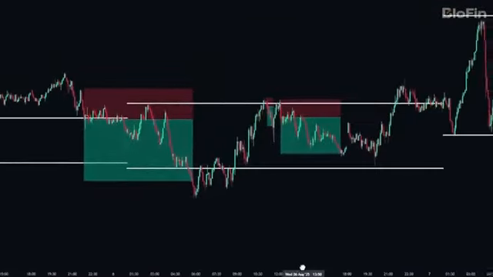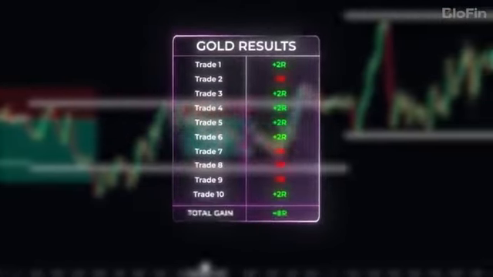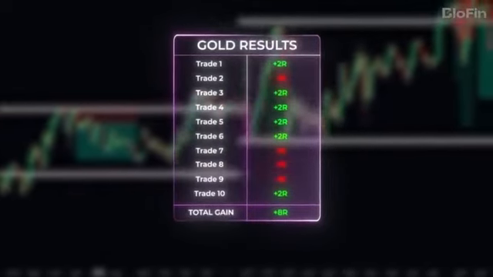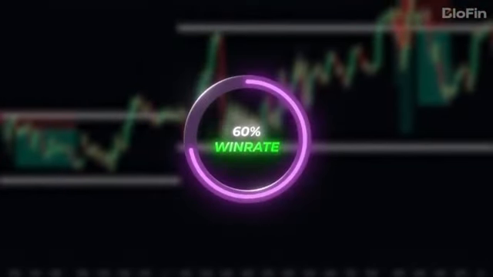Now, let's see the final results. Out of 10 trades we took on gold, the strategy gave us 6 wins and 4 losses, with a total of 8R gained. That equals a 60% win rate, which again are very solid returns.